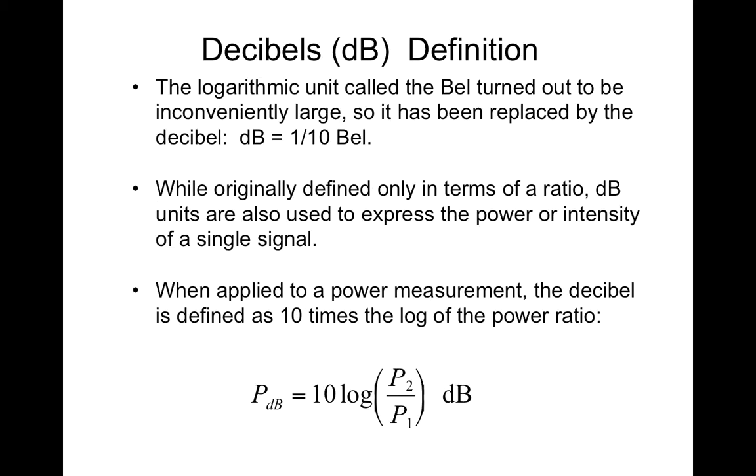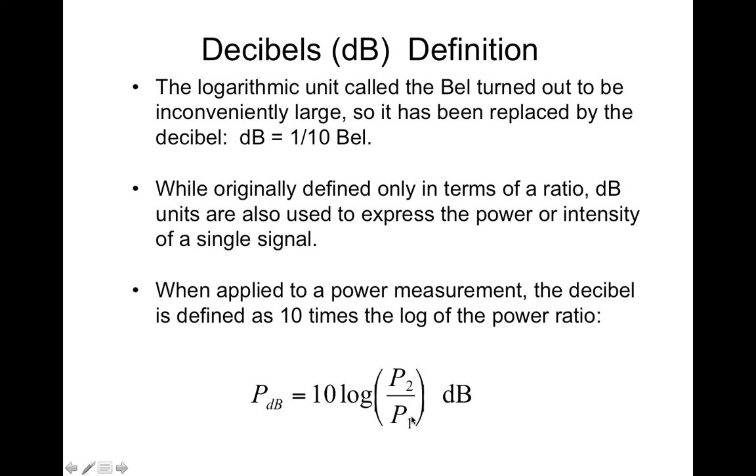So by definition, originally a unit was used called the bell, which didn't have practical application. So it was replaced by the decibel, which is 1/10 of a bell. When it's defined only in terms of a ratio, dB units are used to talk about power or intensity of a signal. So if we're talking power, then dB for a ratio of powers is 10 times the log of power 2 over power 1.